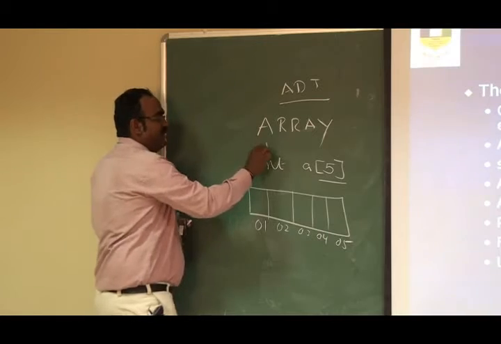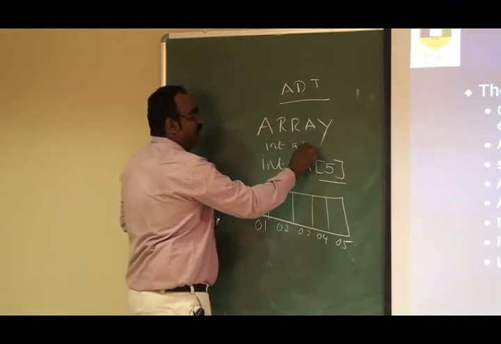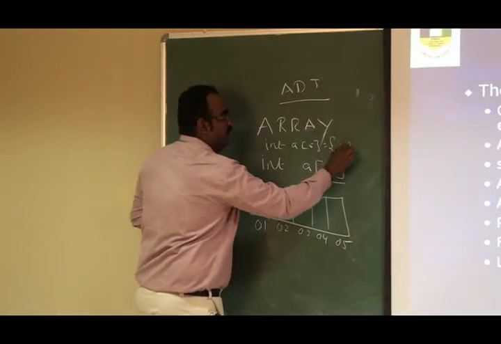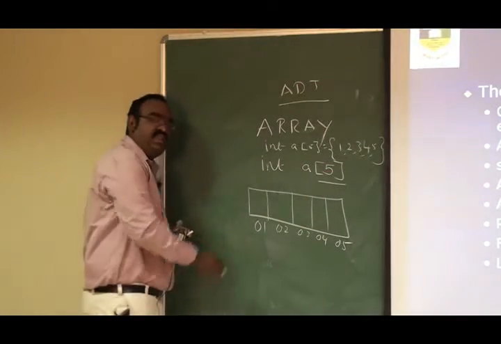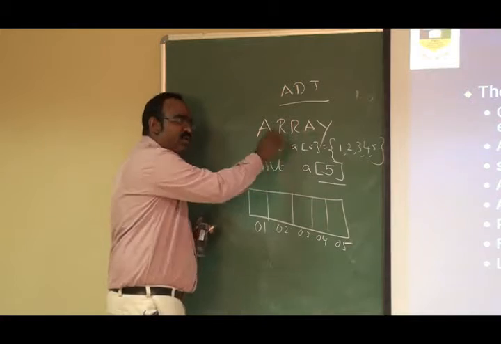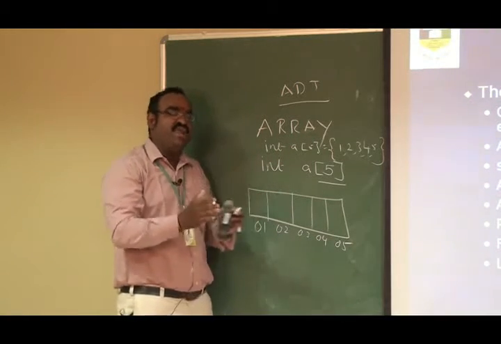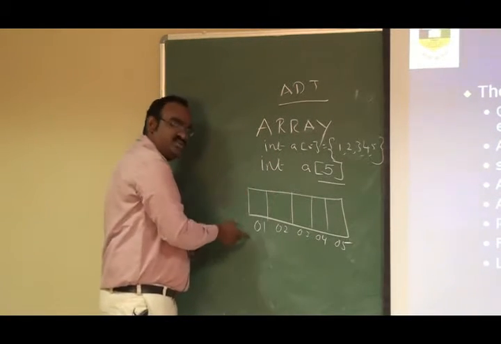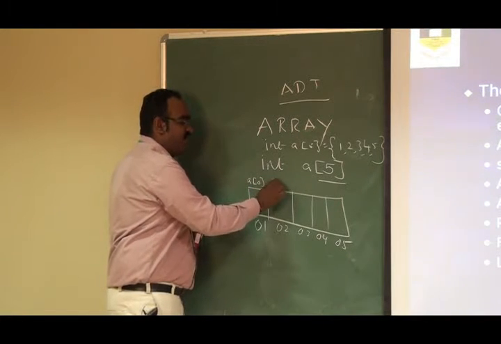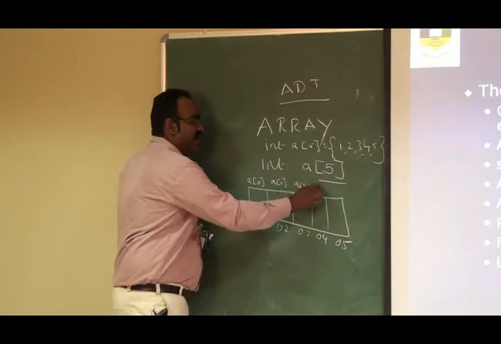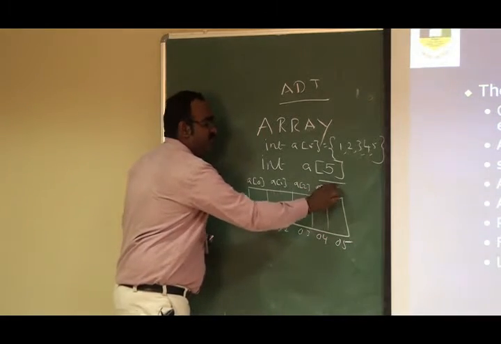For example, int a[5] = {1, 2, 3, 4, 5}. So there are 5 elements in the array. Array is an indexing item. We can store up to 5 elements. The indexing starts with 0. It's a memory location. So this is indexing: a[0], a[1], a[2], a[3], a[4].